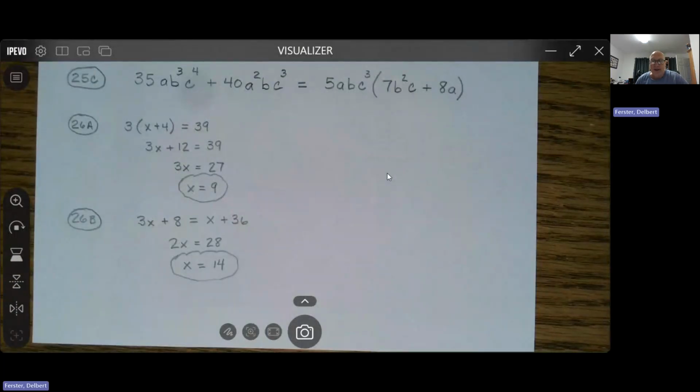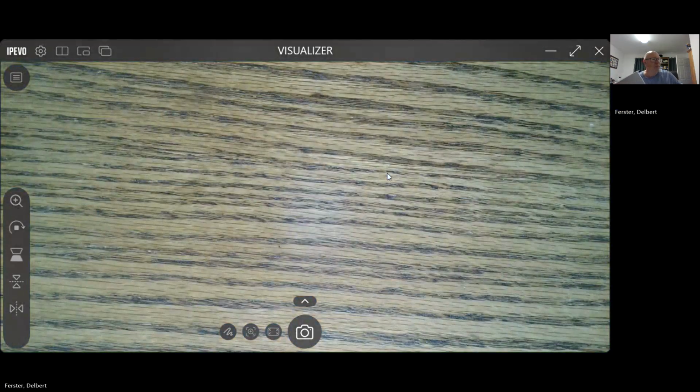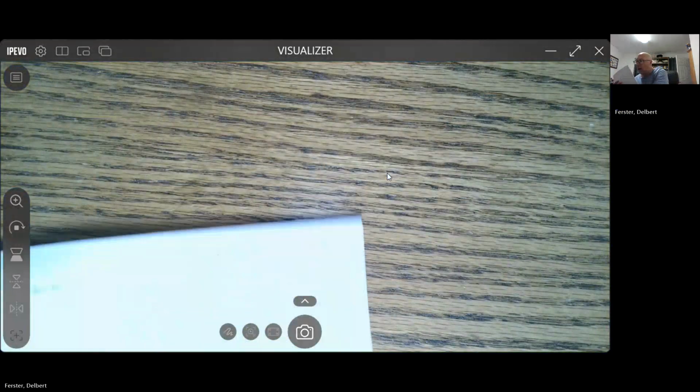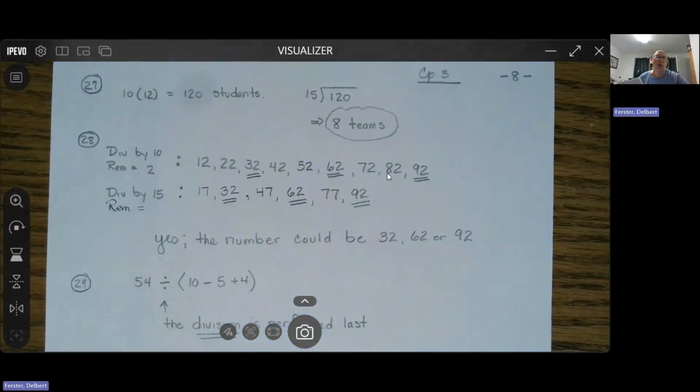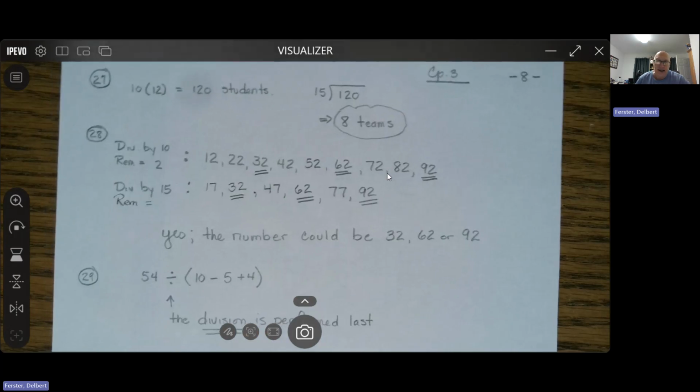Okay. 27, students in Mrs. Smith's class were divided into 10 teams with 12 on a team. That's 120 students total. So we know that there are 120 students, that's 10 times 12, and they're going to be busted up so that now we're going to form teams of 15. So we'll take 15 and divide into 120, and we'll find that we can have 8 such teams.